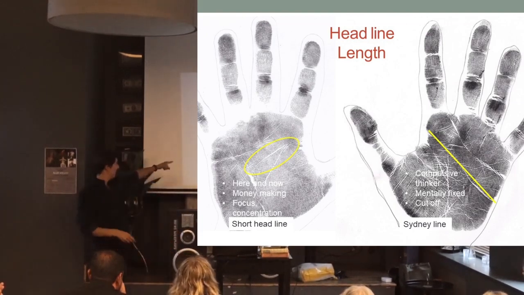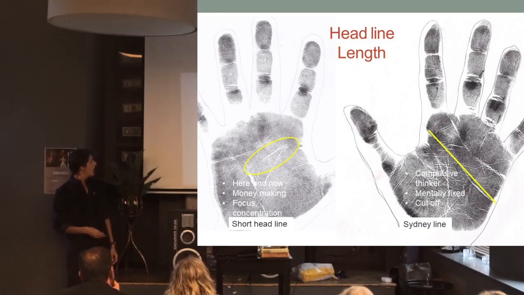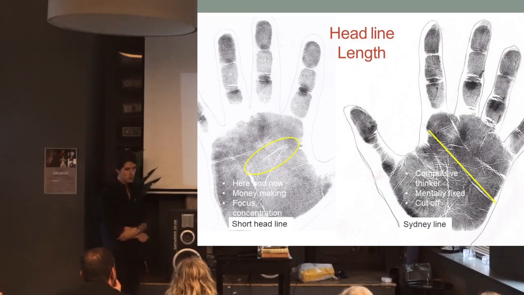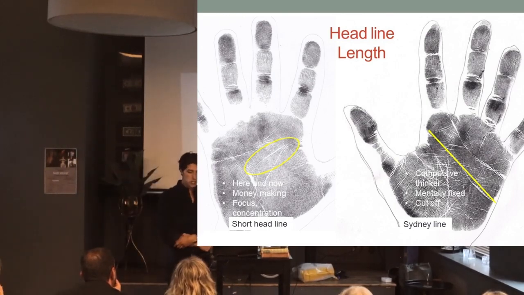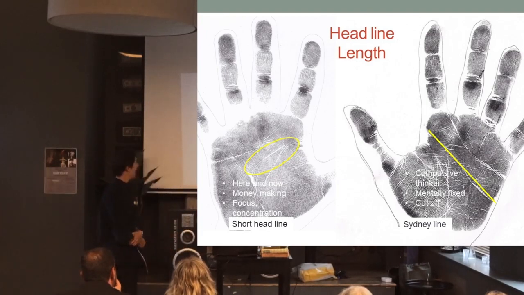So here we've got the shorter headline. It's a shame you can't really see it properly. Yeah, I mean, I guess you kind of can. And then you've got the longer headline that actually goes all the way across the hand there. It's called a Sydney line. People with a shorter headline, they're much more in the moment. They're more focused on money. They're much more practical. And they're very much aware of what's going on now.